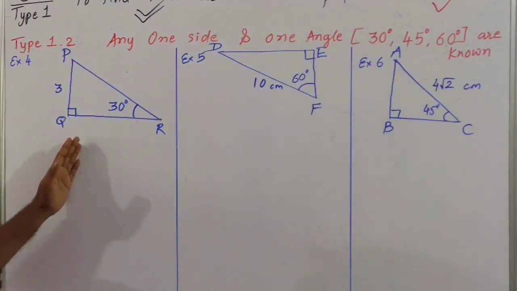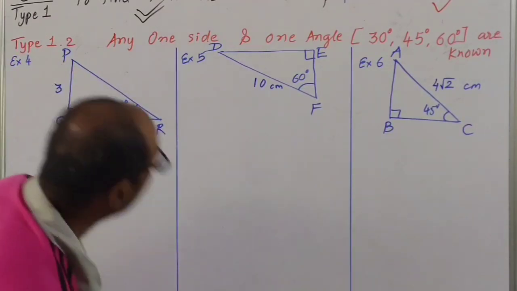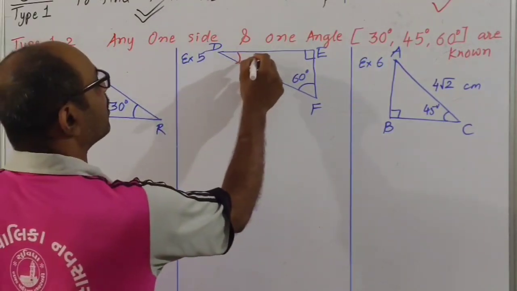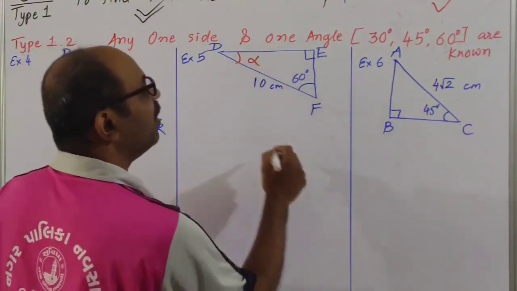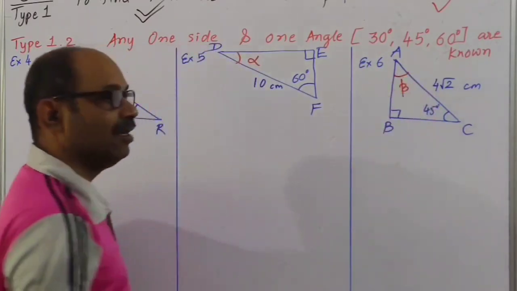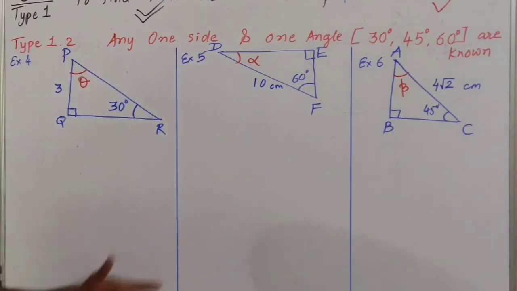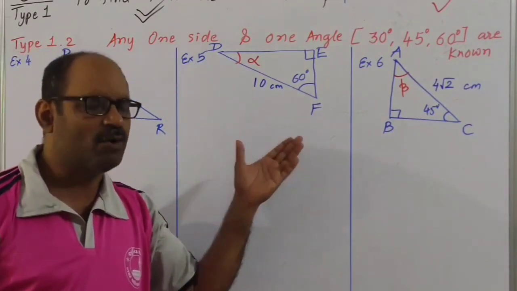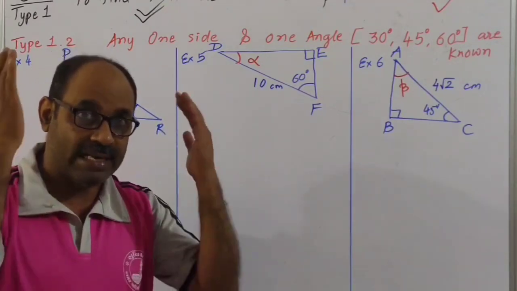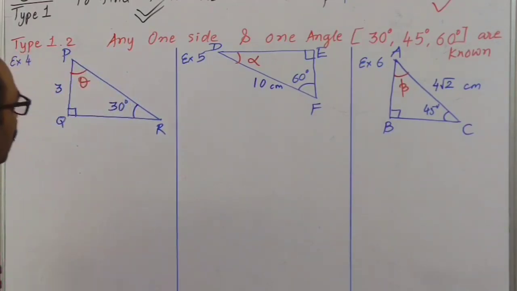So let's see the first one. You have to find theta. In this case, let's say this is theta given to you. In this case, say this is alpha given to you. And in this case, this is beta given to you. Okay? Be careful. I don't think this type of sums are there in the textbook, but we are going to learn each and everything, children. Okay? So that the concepts become very clear in your minds.